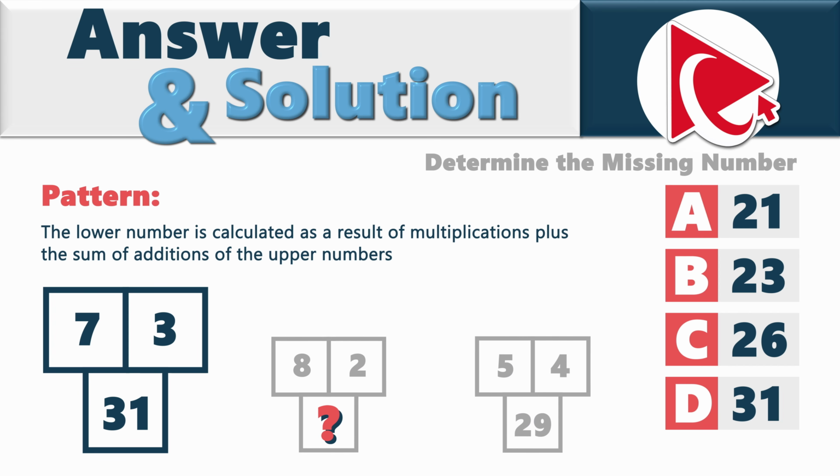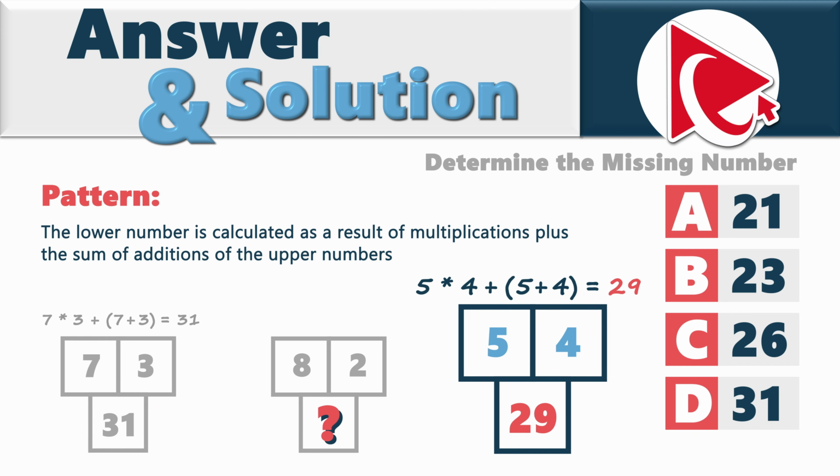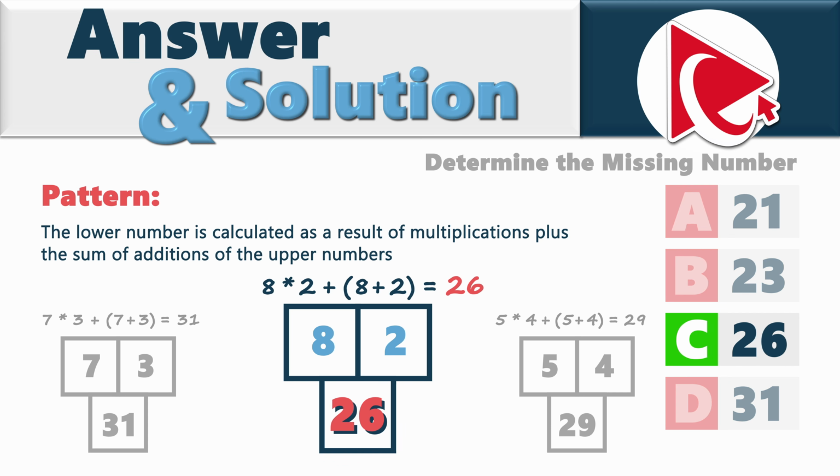Let's look at the example. The first group of squares has numbers 7 and 3 on the top. 7 multiplied by 3 plus (7 plus 3) equals 31. Let's look at the second group. 5 multiplied by 4 plus 5 plus 4 equals 29. Now we can calculate the missing number. 8 multiplied by 2 plus 8 plus 2 equals 26. So the correct answer here is choice C, 26.